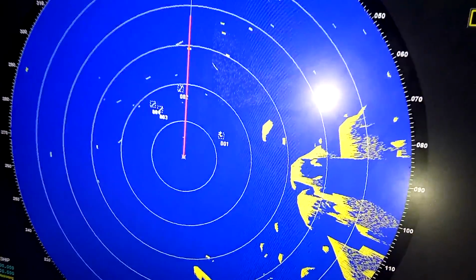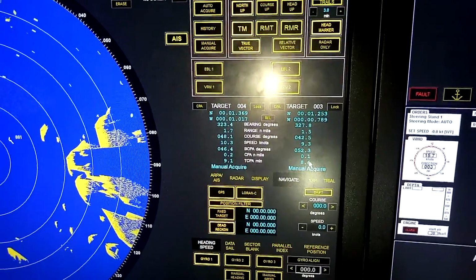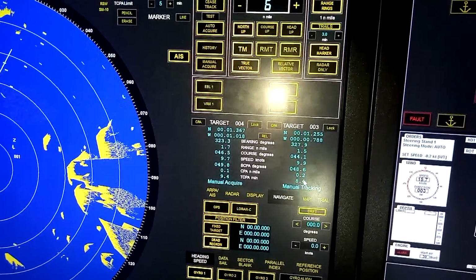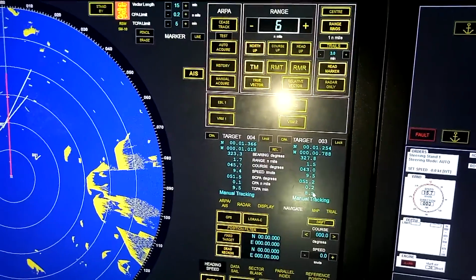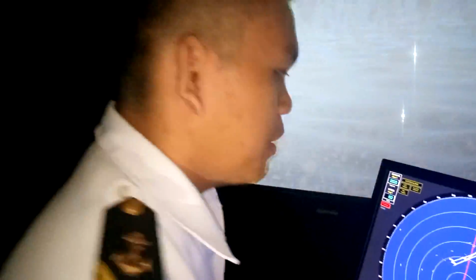Target 4 indicates the bearing, range, course in degrees, speed, DCPA in nautical miles, and CPA in nautical miles. CPA means closest point of approach, then DCPA. So, okay?